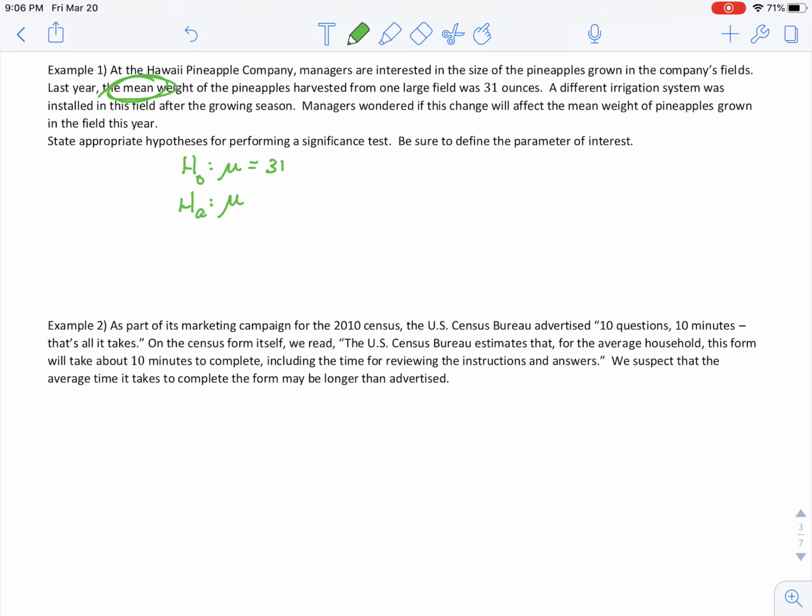Now we're trying to see if we have evidence for it affecting it, which means maybe this irrigation system makes it less than, maybe it makes it greater than. We just want to know, does it make it different than the original 31 ounces? So we state our hypotheses and then always define your variables in the context of the problem that's actually stated. So this is the population mean. This is our true mean, our true average. And these are weights in ounces of all pineapples grown in the field this year.